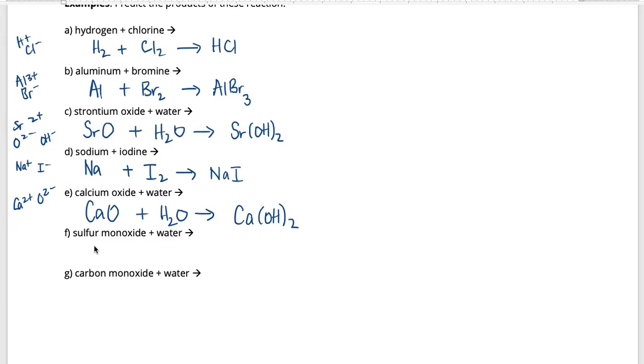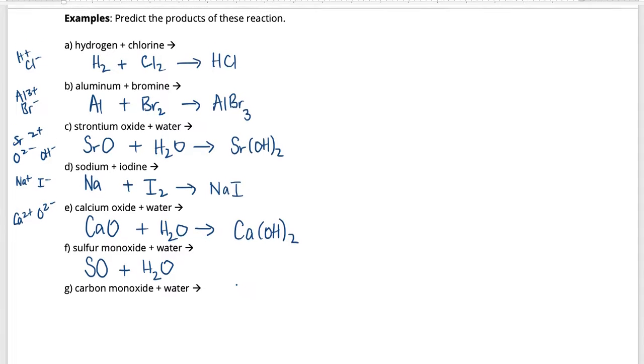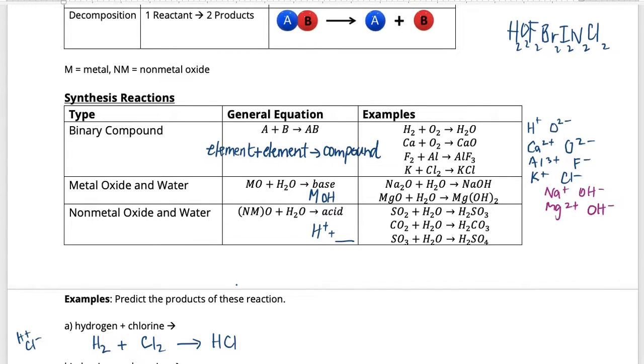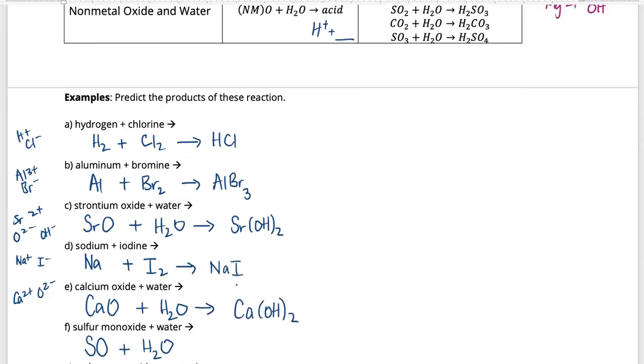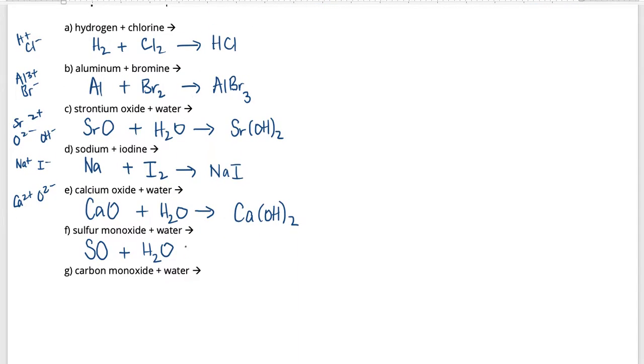Here's the next one, sulfur monoxide. So it's a non-metal here. Sulfur monoxide, just one of each. We don't write mono on sulfur. And then we have water. So what do we have here? We have a non-metal oxide with water this time. Take a look here. That's supposed to form an acid.